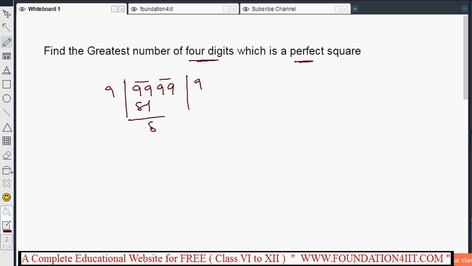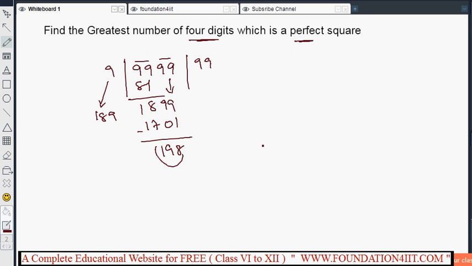81, subtract, 18. If you take the next set, 99. Okay, this 9 becomes double, that is 18. This is the double. And 189 nines are, so just solve now, 189 nines are 1701. Fine, if we subtract, we got 198. That means clearly, if the extra 198 is there, and I subtract it from 4 nines, we'll get the greatest number.